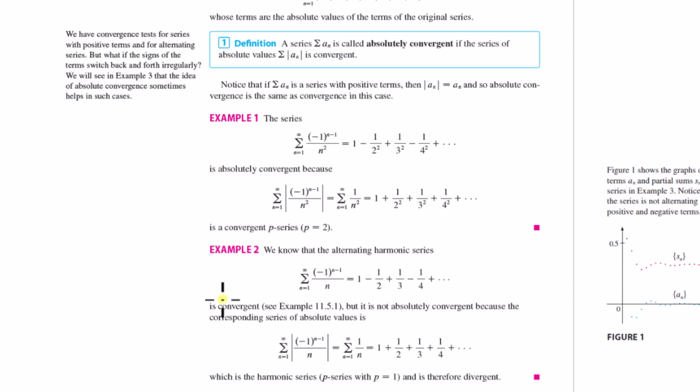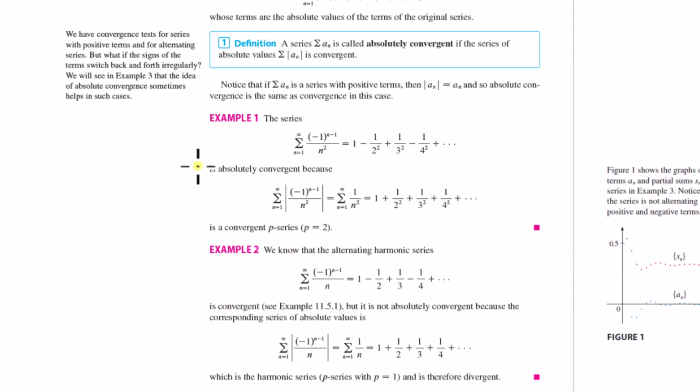But we don't know what that means. It's just a definition at the moment. Now here you have the alternating harmonic series, which if you take the absolute value of this a sub n, you get the harmonic series, which we know is divergent. So this is not absolutely convergent.